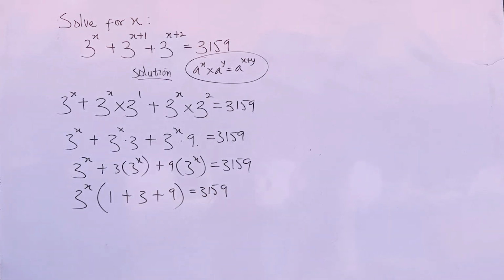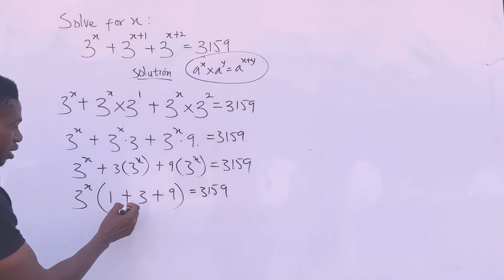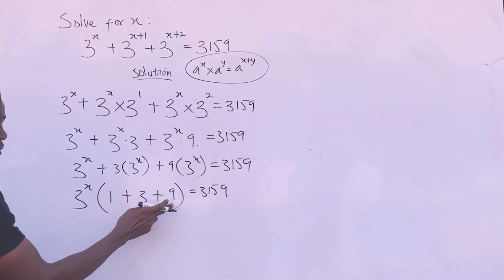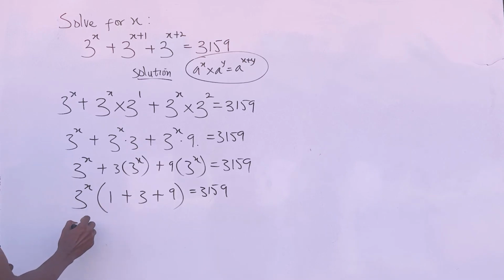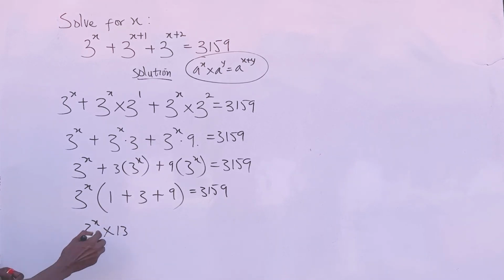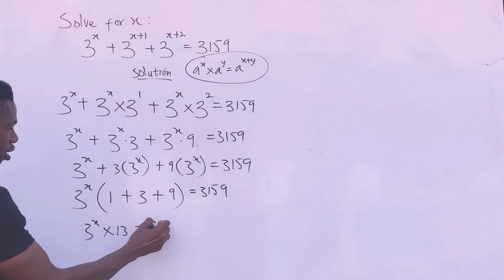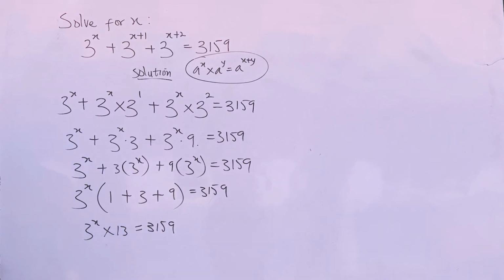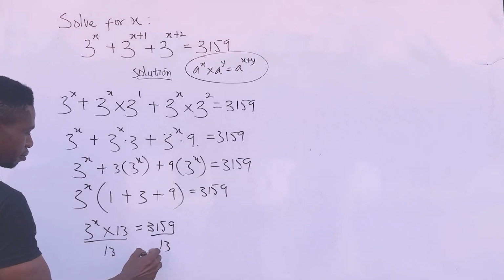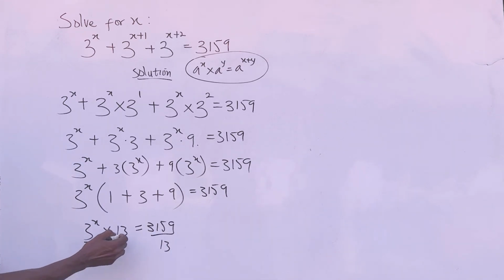Now we can add all of these numbers. So we have 9 plus 3, sorry, 9 plus 3 is 12, plus 1 is 13. So we have 3 raised to power x multiplied by 13 equals 3159. Now, we're solving for x, so we can divide both sides by 13, and I think that will really help. If we divide both sides by 13, this will cancel out this.